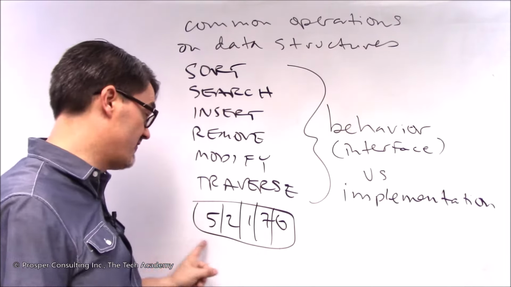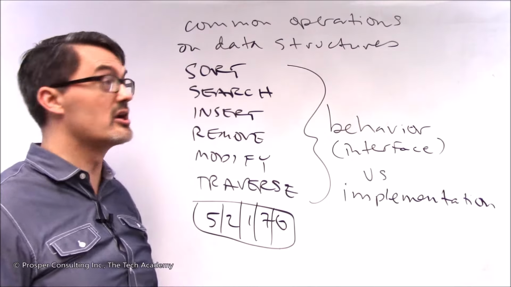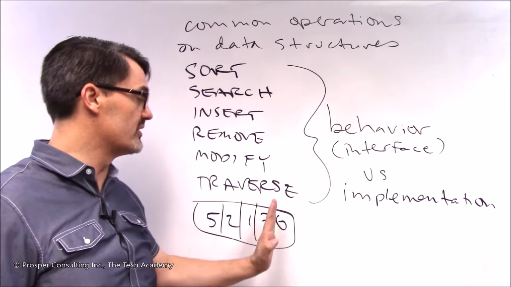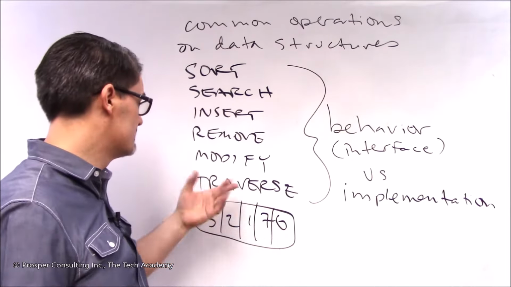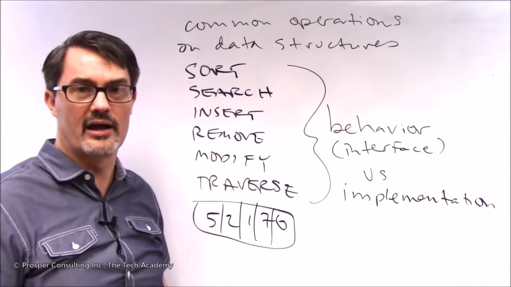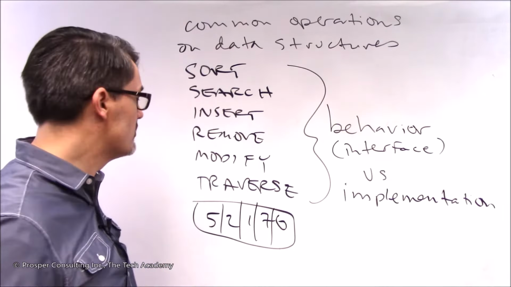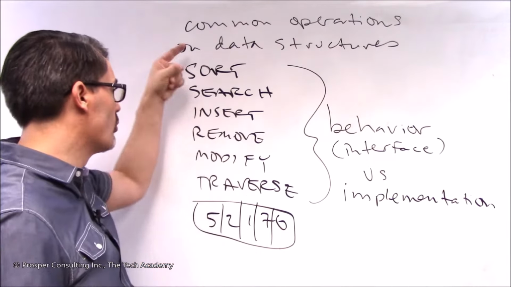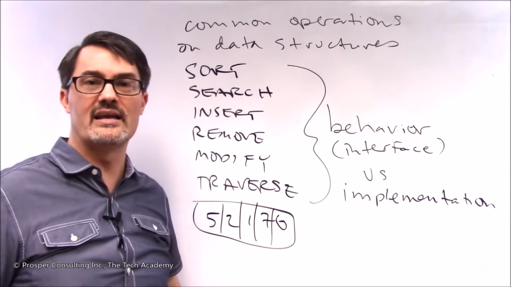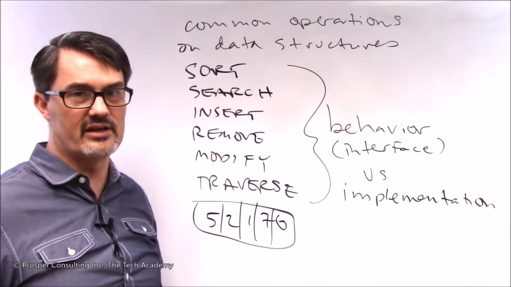Modify, well, you'd have to find the item that you actually want to change. That can involve traversing through the data structure until you find it. And, of course, there's traverse, which is itself a thing you can do with the data structure. You're usually doing it to perform one of these other things to the data in the data structure or to the structure of the data itself.